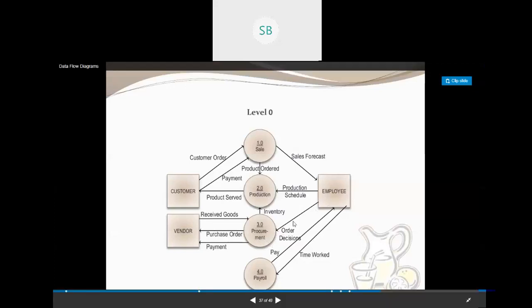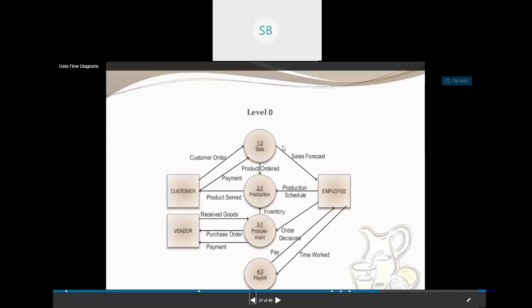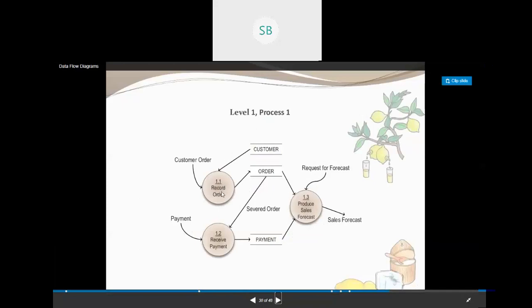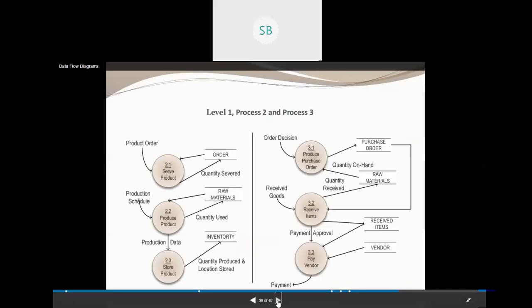Okay, so after this we can break this diagram down also. It is possible. You can check process 1, that is sales, has been broken down into various parts, and here we are mentioning the data store. Here we are giving the data store. See, this customer table, that sale has been divided into, that process 1 was given here. So here the sale will record order, receive payment, and produce sales forecast. So everything is there.